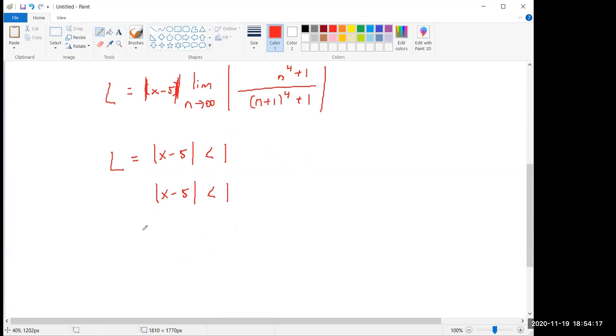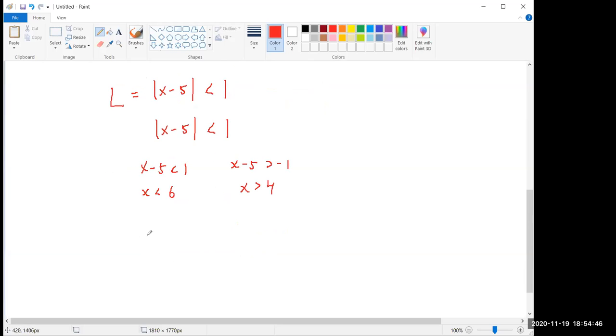So solving this inequality gives us x minus 5 is less than 1, and x minus 5 is greater than negative 1. So this gives us x is less than 6, and x is greater than 4. I think that's right. Negative 1 plus 5 is 4. Yes. Okay.